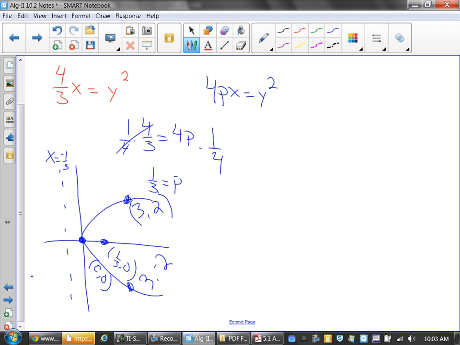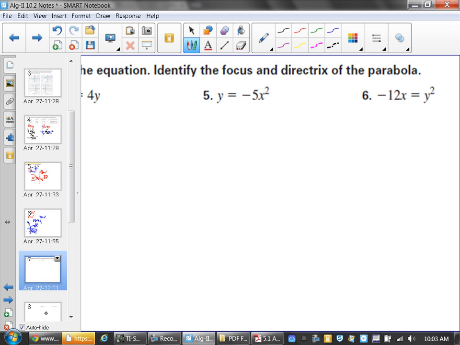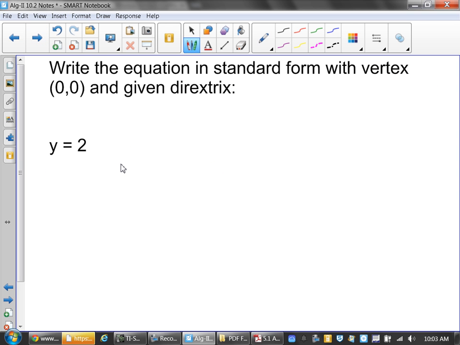Okay. Now, what's going to be different, though, is to write the equation in standard form. What I mean by standard form is what we're doing today, the y squared, the 4px, that kind of stuff. We're not going back all the way into this. So I have: write the equation in standard form with the vertex at 0, 0, which is where we are today, and it has a directrix at y equals 2. I need to figure out how to write this out. So that means you have to decide what direction this curve is going. So here's how you do this.